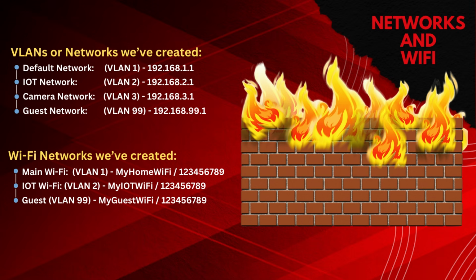Then, in addition to that, we created some Wi-Fi networks around this. We created a main Wi-Fi network. This is going to be for our main computers and anything that we're going to put in that default network on VLAN 1, and there's the Wi-Fi credentials. Again, guys, don't use these Wi-Fi passwords. These are chosen specifically to make them easy to type for this video. And we have an IoT Wi-Fi network, which is going to be connected to VLAN 2, and then we have a guest Wi-Fi.